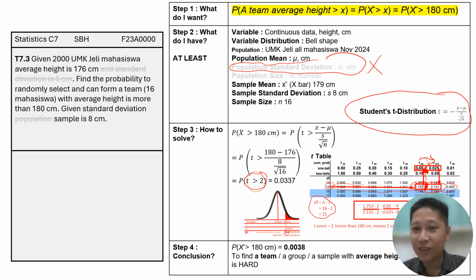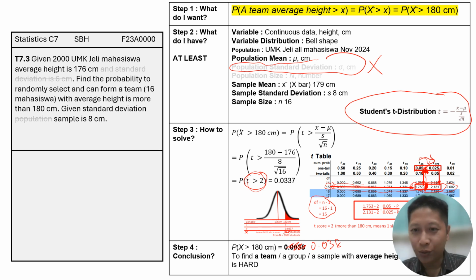When our t is 2, what is the probability number? We know that it will be between 0.05 to 0.025. Actually, what would be the actual number? Sorry, this one should be 0.038, not 0.0038. Sorry, my mistake.